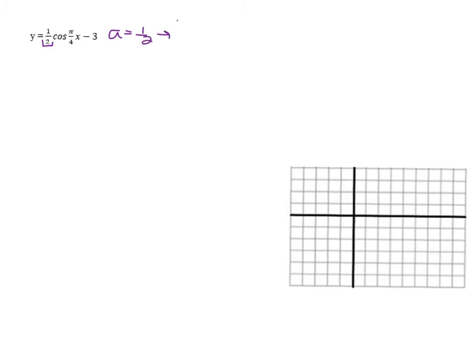Now the amplitude is always absolute value. Just get in that habit. Even though positive 1/2 is going to stay positive 1/2, because that's less than 1, this is going to compress vertically.